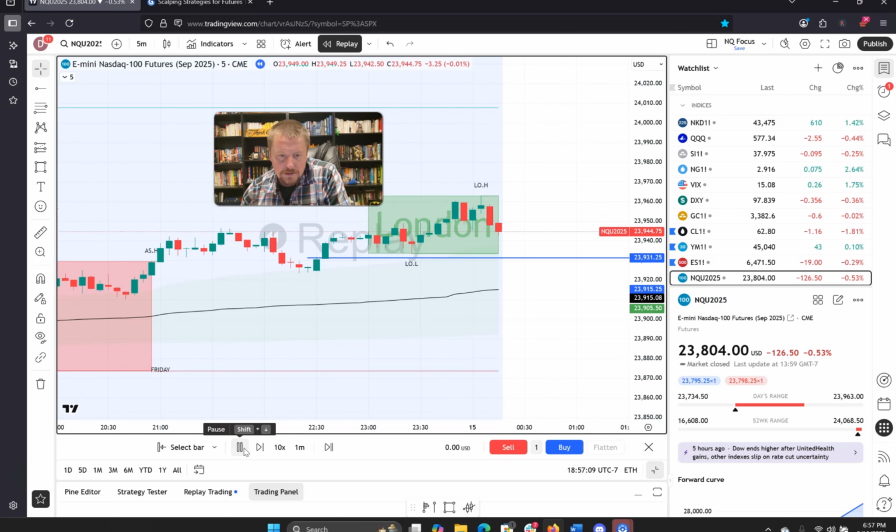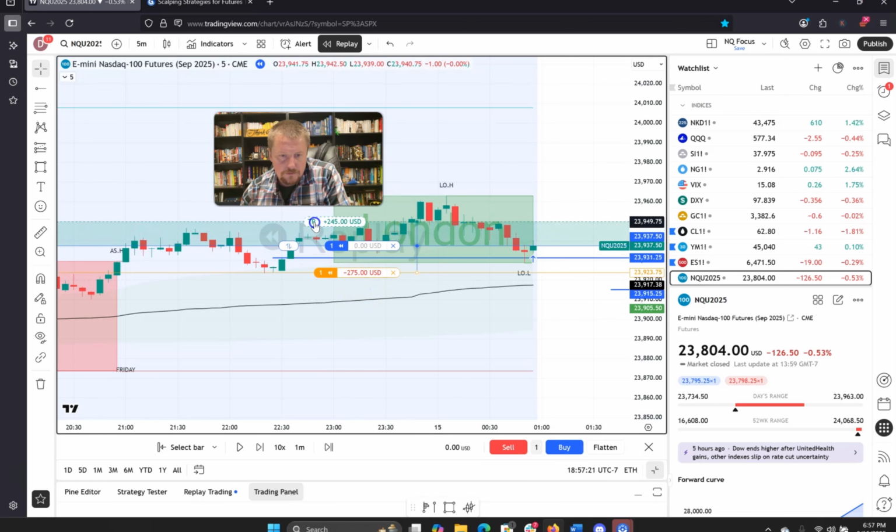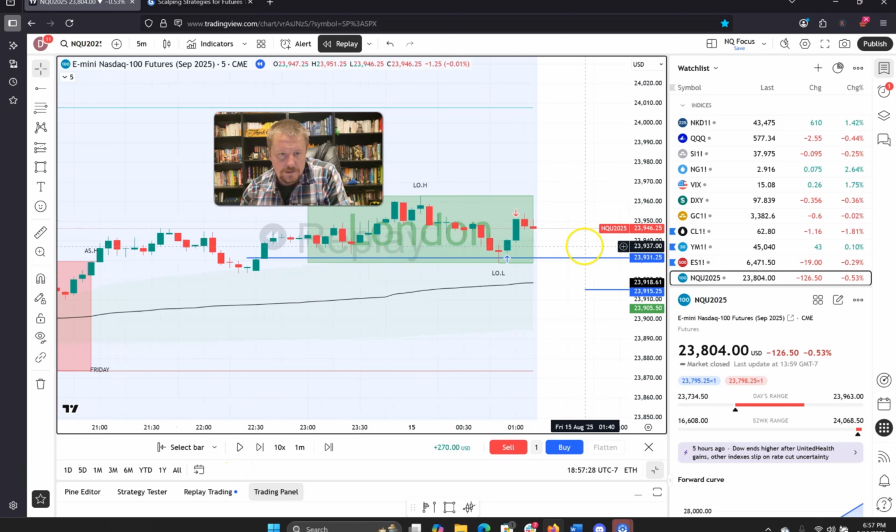Oh, we might have missed it actually. Boom, we hit it right there. Enter in for a buy. Put our stop loss at the bottom of this. Go for a 1-to-1. I don't know if this is going to play out. Let's see. Boom, straight to take profit.